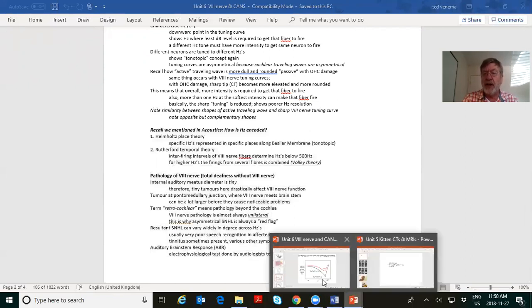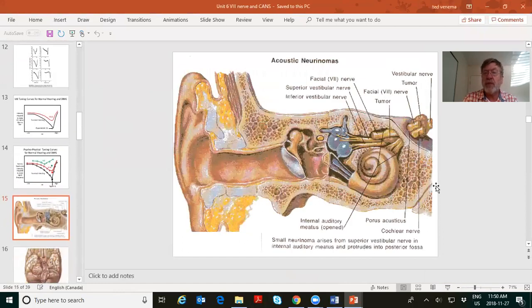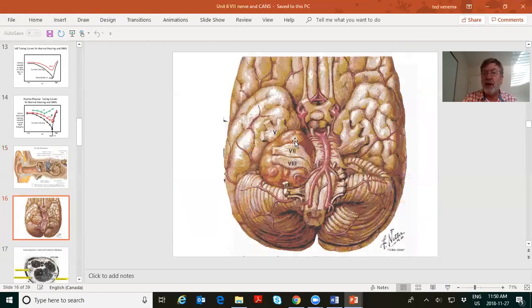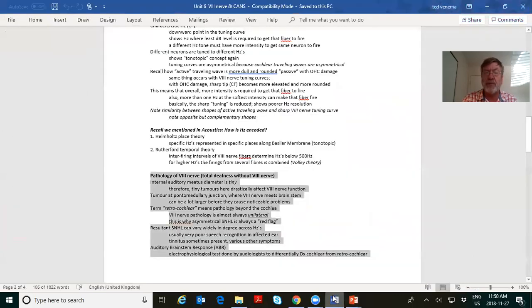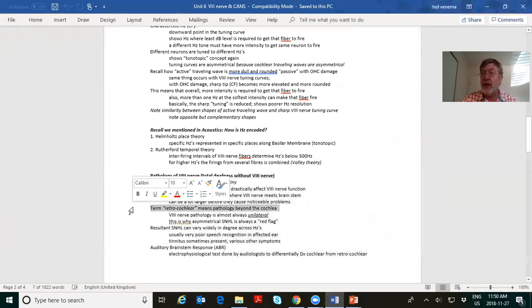Look at it here, quick a sec. A tumor of the eighth nerve, and once it gets into the brainstem area, it really swells, bending the whole brainstem. Know the term retrocochlear means pathology beyond the cochlea, in other words, eighth nerve or central auditory nervous system. Eighth nerve pathology is almost always unilateral, and that's why asymmetrical sensory neural loss is always a red flag, meaning you need to refer to a doctor or to an audiologist.